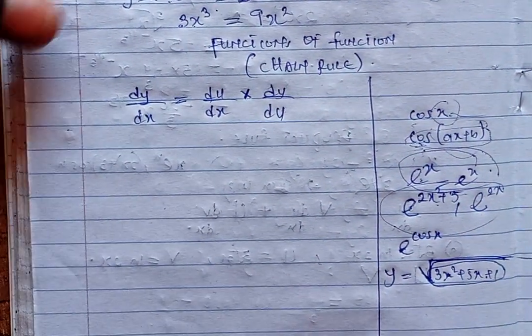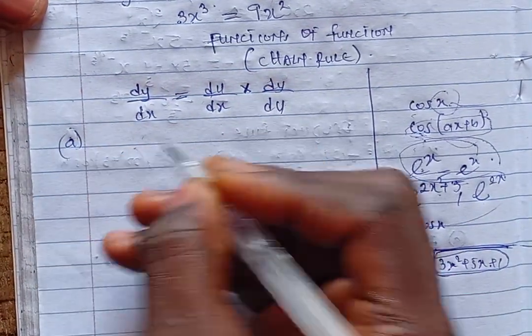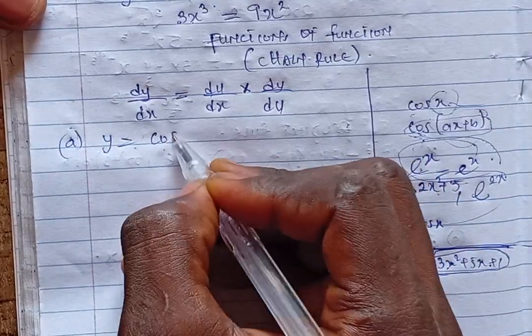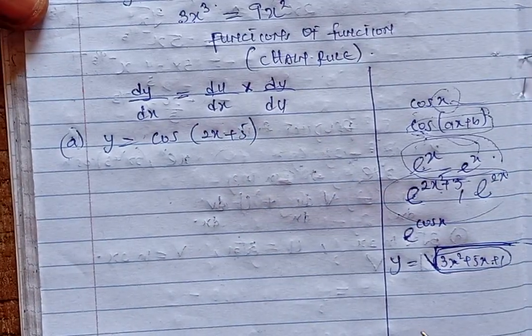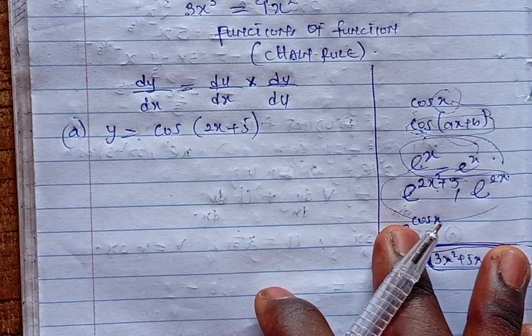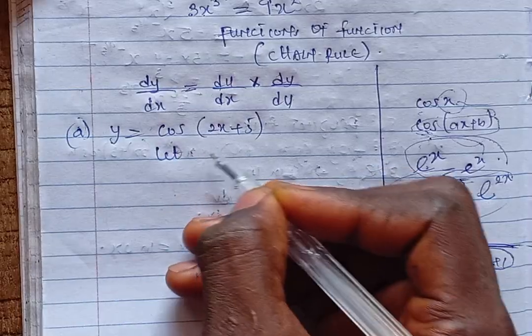Okay, function of a function. This is the formula. Let me start from an easier one. y is equal to, let me say, cos(2x plus 5). So how are you going to differentiate this? Just know that for you to differentiate, you should be following.